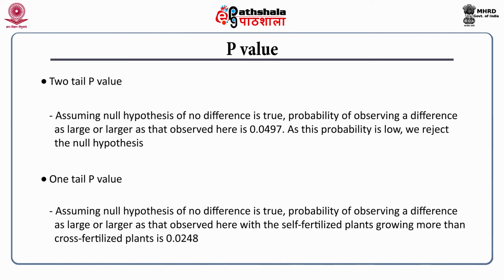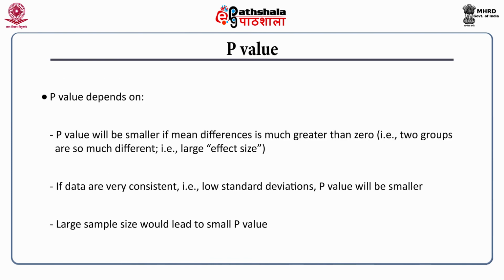The p value depends on the effect size. The p value will be smaller if the mean difference is much greater than 0. If the two group means are not much different, the p value will be higher. The p value also depends upon the consistency of the data, that is the standard deviation or the variance. With a low standard deviation, the p value will be smaller. A large sample size would lead to a small p value. The sample size is a big determinant of the p value, so you can increase the sample size many fold, and the effect size need not be high for getting that exact same p value.